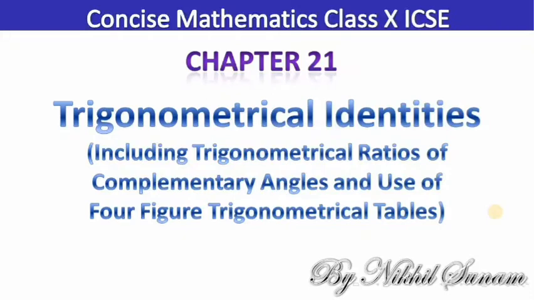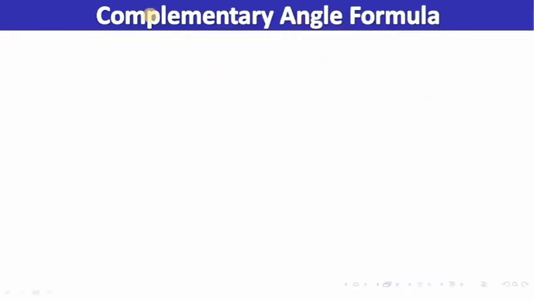Welcome back, dear students. As you all know, we are dealing with chapter number 21 and we are done with the second exercise as well, that is 21b. So today we are going to start a new exercise, that is exercise 21c. For that you need some formula which we call the complementary angle formula.